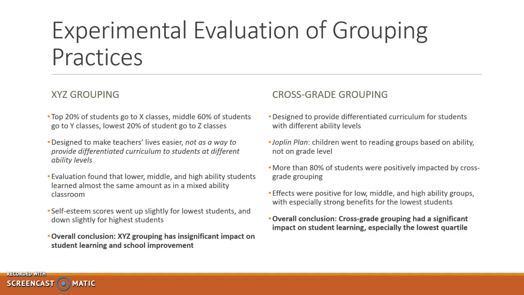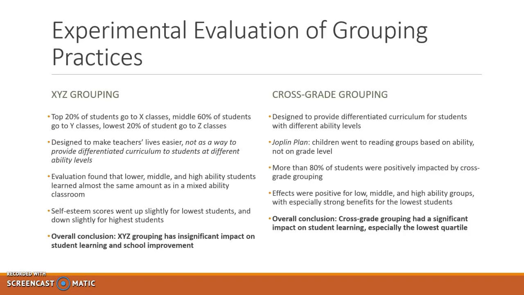The way that this grouping works is the top 20% of students go to X class, the middle 60% of students go to Y classes, and the lowest 20% of students go to Z classes. It was designed to make the teachers' lives easier, and it was not designed as a way to provide differentiated curriculum to students at different ability levels.